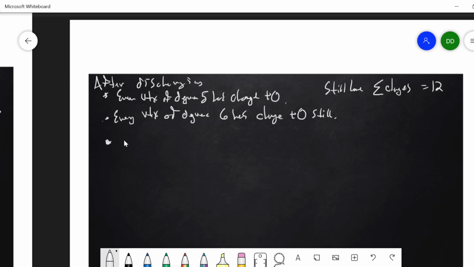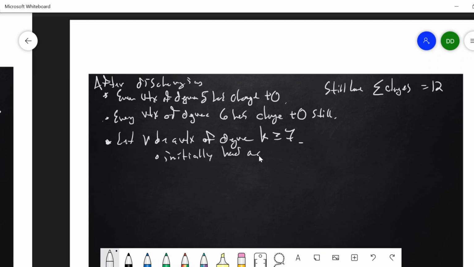So let's think about a vertex of degree k. So let V be a vertex of degree k greater than or equal to 7. These are the ones we had to look at. So initially it had a charge of 6 minus k, which we knew was negative.